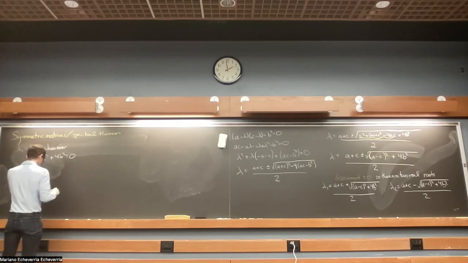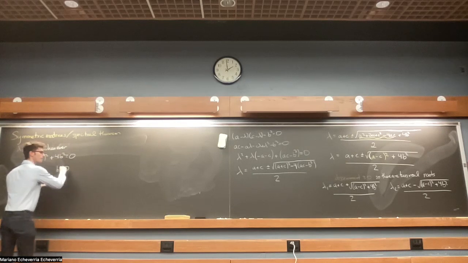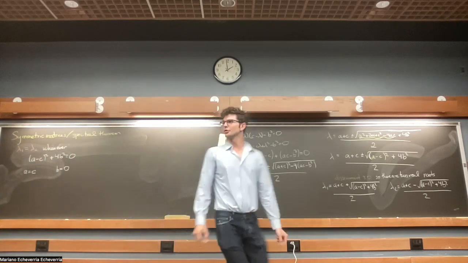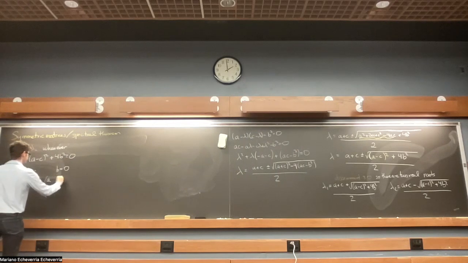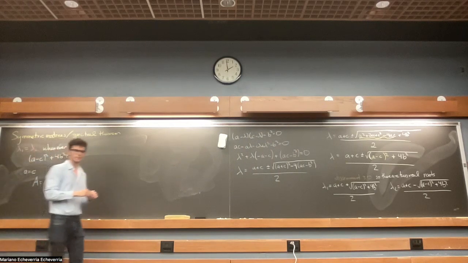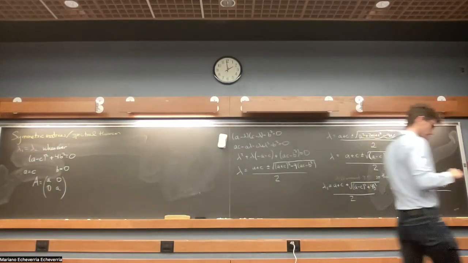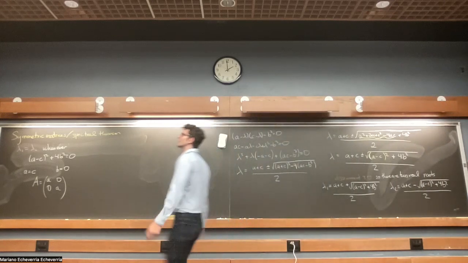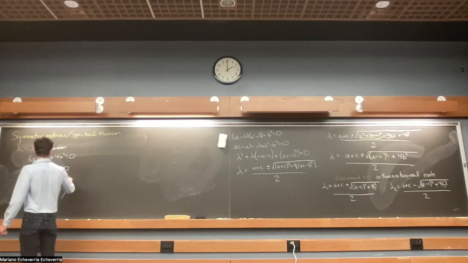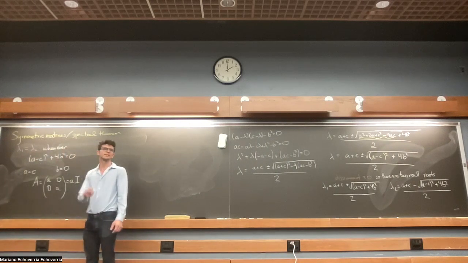Okay. And the only way for the second term to be 0 is for B to be 0. So in this case, the symmetric matrix A, how does it look? It looks like A, 0, 0, A. Is that making sense? In fact, if you want, you can write it as a multiple of the identity matrix, right? Which in particular means that it's diagonal.